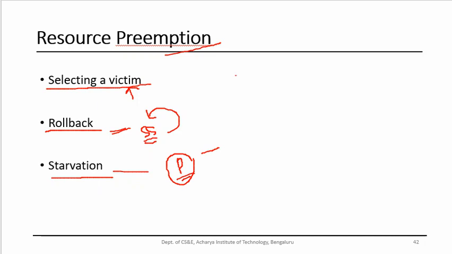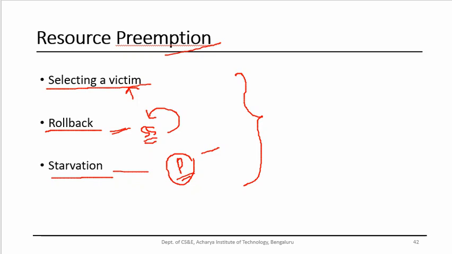So what is resource preemption? We select a process and take away all the resources from that process and run the deadlock detection algorithm to see whether the deadlock still exists. If the deadlock exists, then we select one more process and take away all its allocated resources. We go on doing that until we find that there is no deadlock in the system. So this approach is called the resource preemption approach.